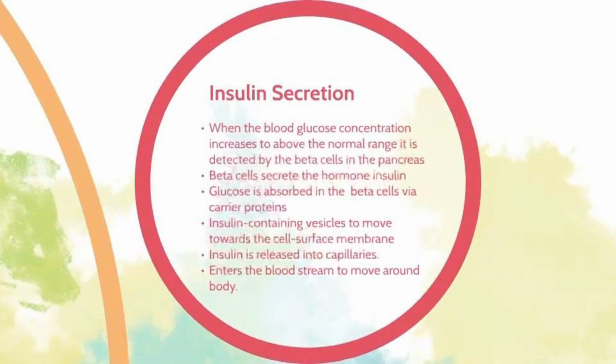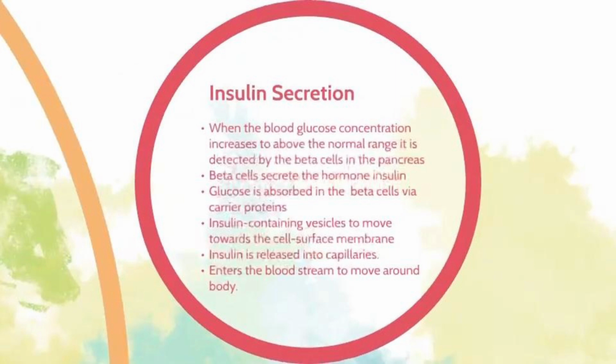So the way that this works is that glucose is absorbed into the beta cells of the pancreas, and this is done via facilitated diffusion via a carrier protein. So if you remember way back, we did go over facilitated diffusion and what carrier proteins are. So once the glucose is absorbed into the beta cell, the insulin containing vesicles within the beta cell move towards the cell surface, and they release the insulin into the capillaries. So this means that insulin is leaving the beta cells and going into the blood.